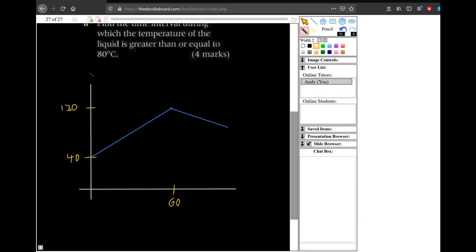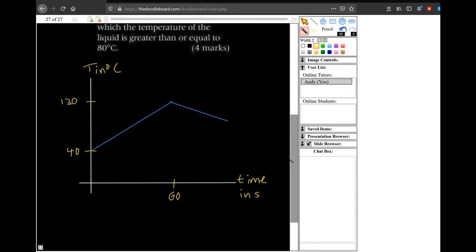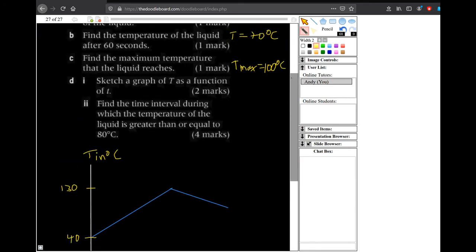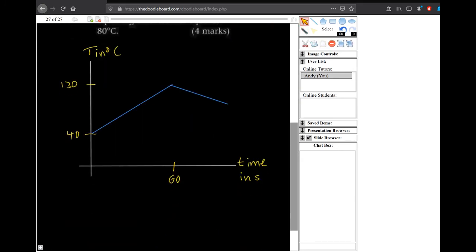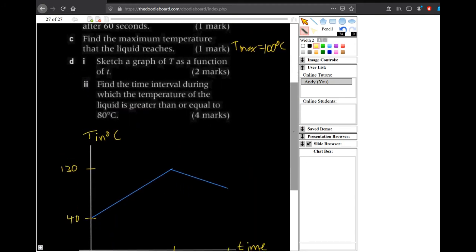So this is temperature in degrees C. This is time in seconds there. And then that goes up to, what's my highest time? It's up to 60. That's not right then. That's 30. So I've done that wrong. That should be 30 there, and then that should be 60 there. Okay, so that's an acceptable sketch.